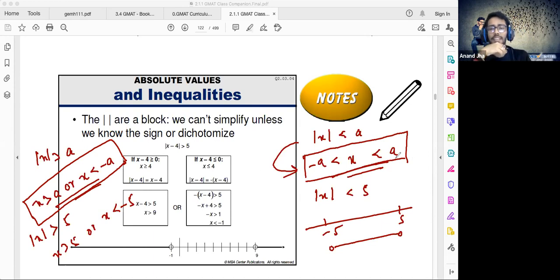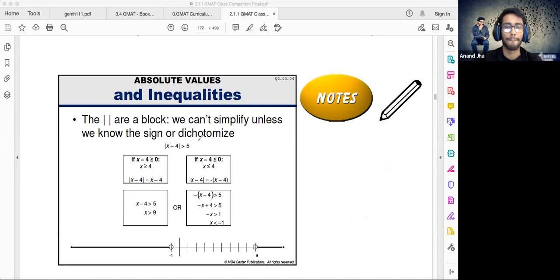If mod x less than a, if it is equal to sign, we'll give equal to sign. That's easy. If it is equal to, give equal to. There's no harm. So, done. So let's see this one.